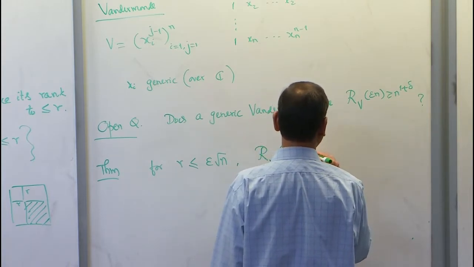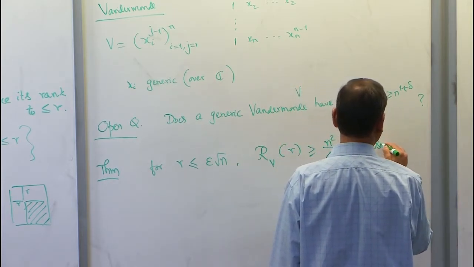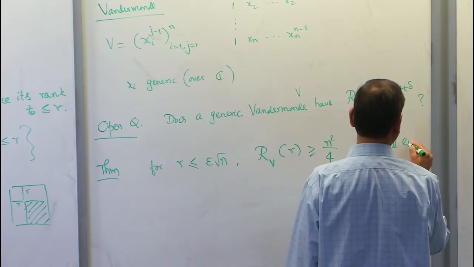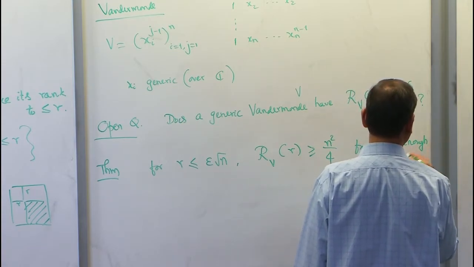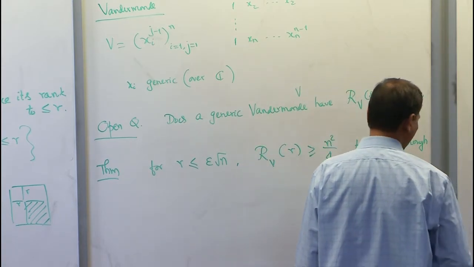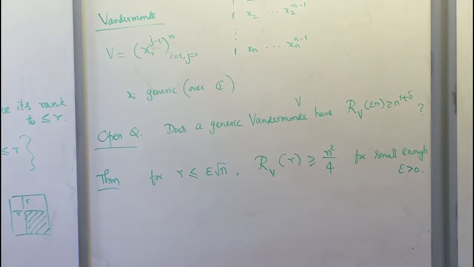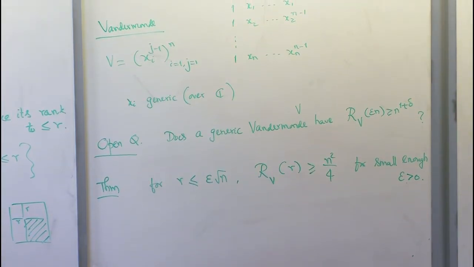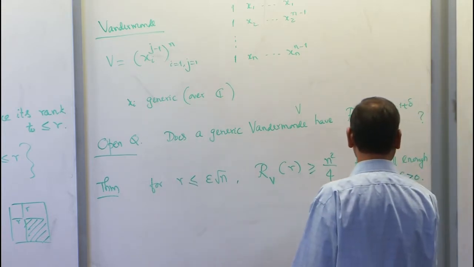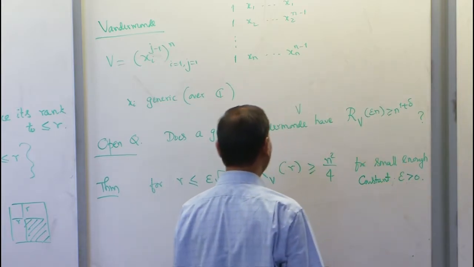Let me just say square over 4 for small enough epsilon. Epsilon is a constant, picked once and for all? Yes, a small enough constant epsilon. Yes. The phrase 'small enough' sounds like it's true. All right.